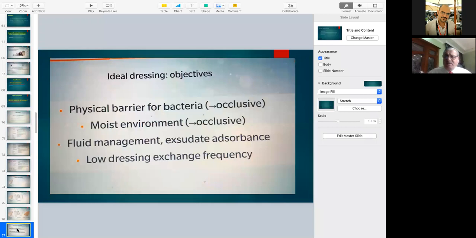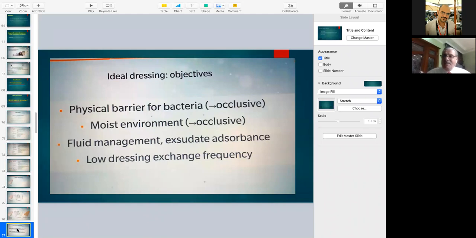What are the objectives? What properties should the dressing you are using have? It must be a physical barrier for bacteria. This is very important. At least in the early phase, 48 hours, it must be occlusive, occluding the wound and not allowing contamination from the skin to come to the subcutaneous tissue, because as we say, there is a strong relation between SSI and PJI. If there's contamination from the skin to the subcutaneous tissue, it may go to the joint, causing PJI. So it must be a physical barrier for the bacteria.